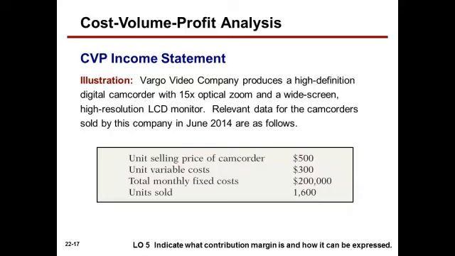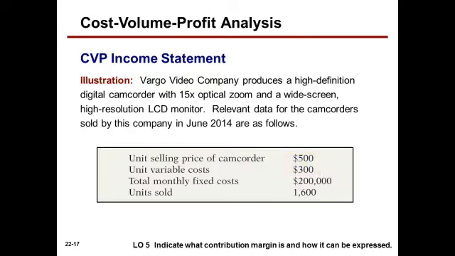Let's look at an example of a CVP income statement. Here we have Vargo Video Company producing a high-definition camcorder. Relevant data for the camcorder sold by this company are as follows. Unit selling price of the camcorder, $500 each. Unit variable costs, $300 each. Total monthly fixed costs, $200,000. Total units sold during the period, 1,600. We'll come back to this shortly, but make a mental note of the contribution margin. Selling price of $500, less variable cost of $300, or $200 contribution margin.